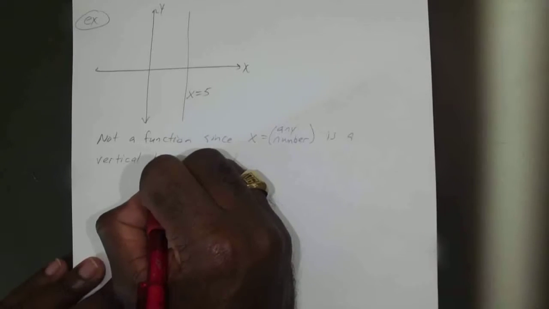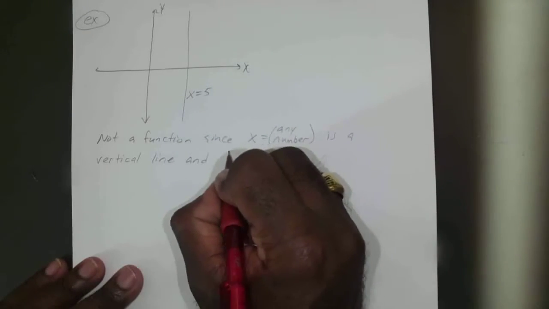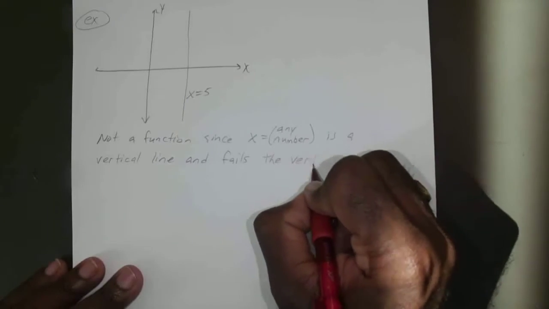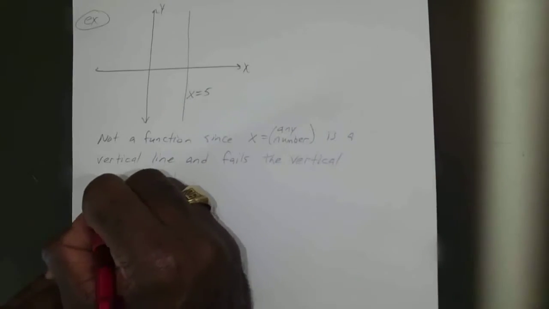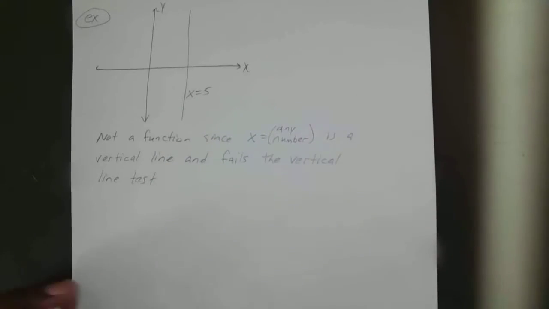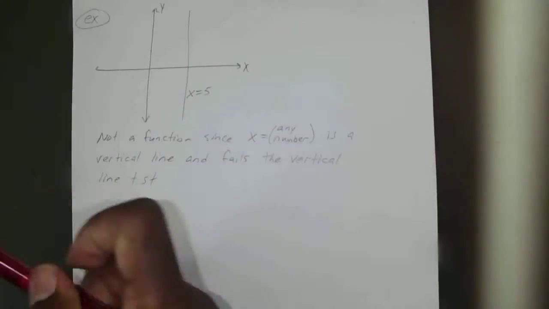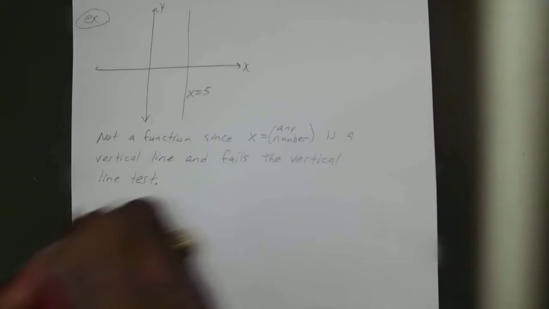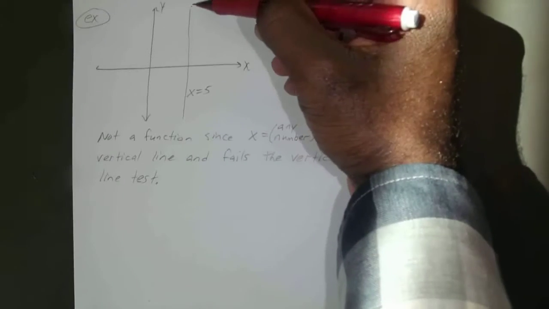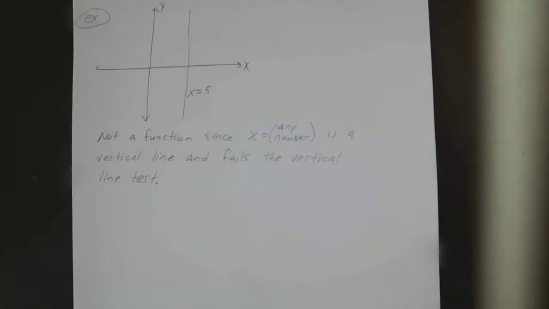The vertical line fails the vertical line test. Probably should have capitalized that, but oh well. Alright, so like I said, if you just drew a vertical line through that vertical line, it crosses it everywhere. Alright, any questions on that one?